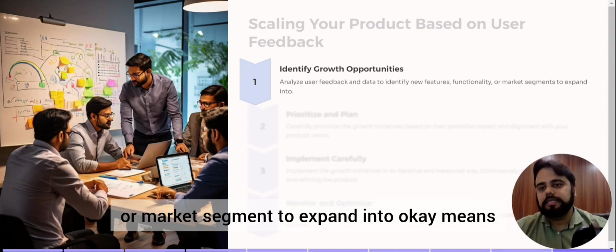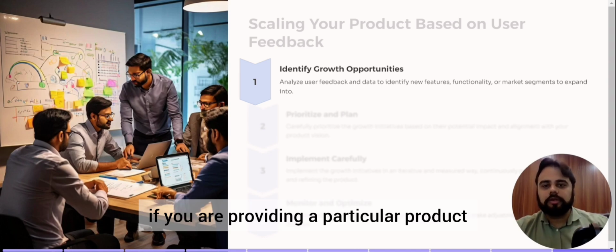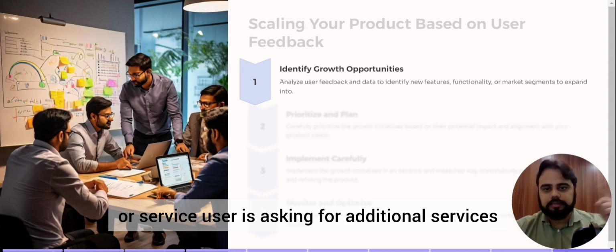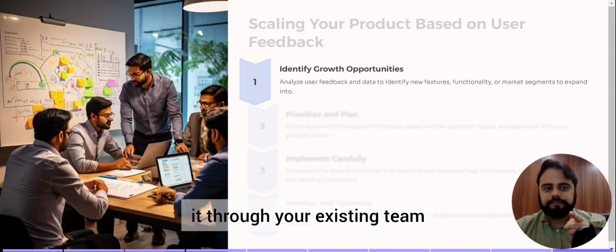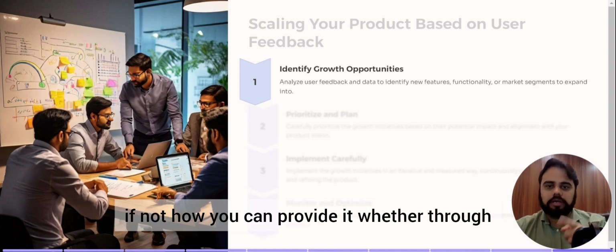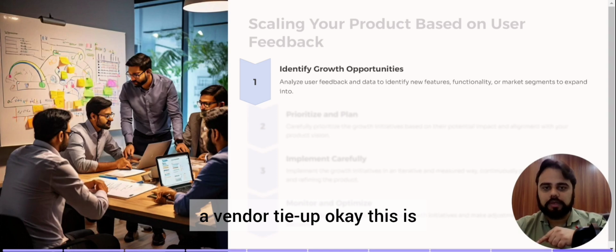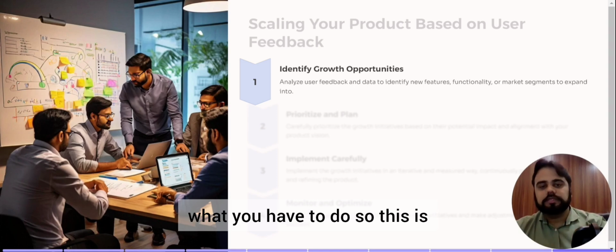Okay, means if you are providing a particular product or service, and users are asking for additional services which are closely related to that, you will see whether you can provide it through your existing team. If not, how you can provide it, whether through a vendor tie-up. Okay, this is what you have to do. So this is how you grow.